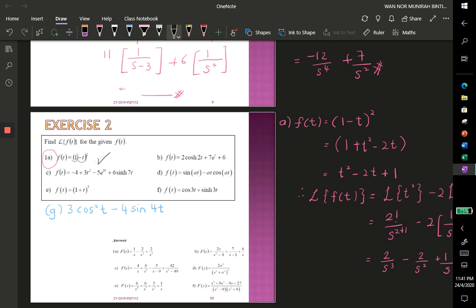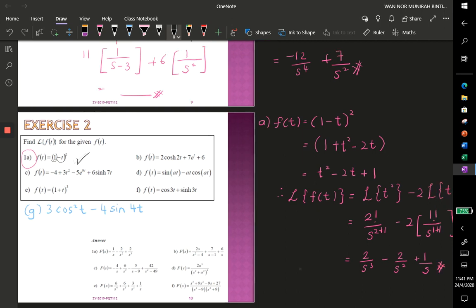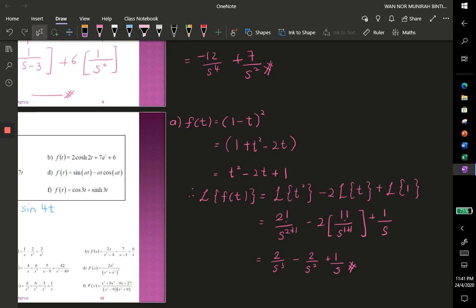So what you need to do first is expand the function. I already calculated for you here: (1 minus t) squared is equivalent to 1 plus t squared minus 2t. Then I try to make it like this. Then only I take the Laplace transform of your expanded function. So we have Laplace of f(t) equals Laplace of t squared, which exists in your table of Laplace transform.